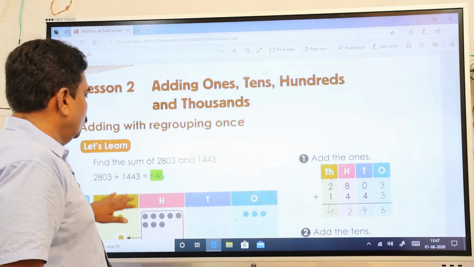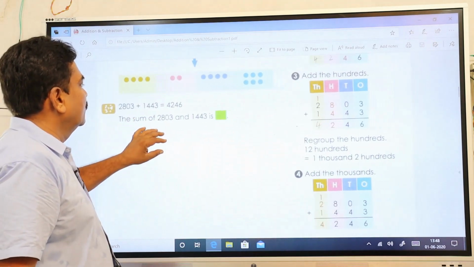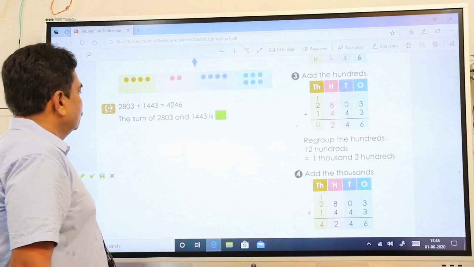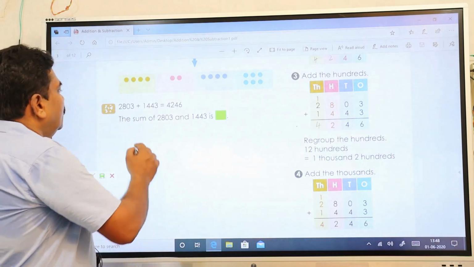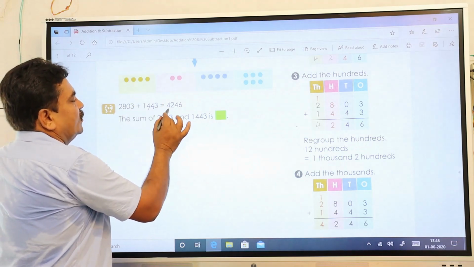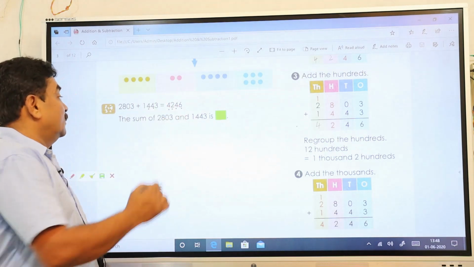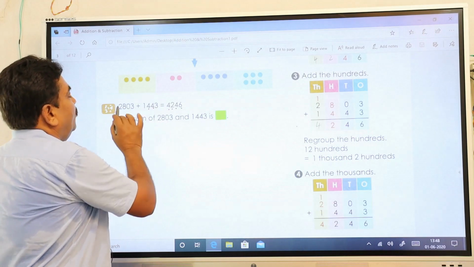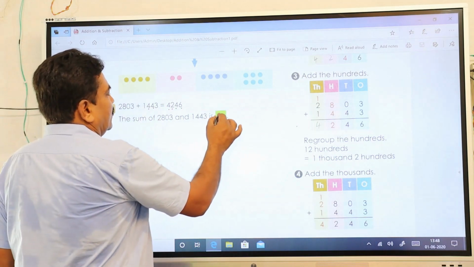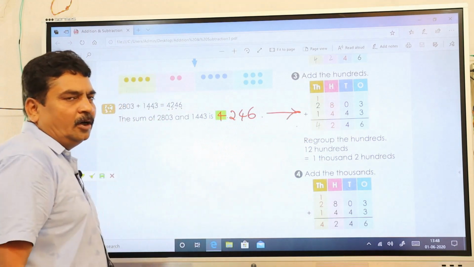So similarly you can do the other problems also. Here the sum is given, let's see whether you get it or not. See here, this is 2803, 1443 is equal to 4246. The sum of this and this is equal to this. Okay, so write down the same thing, that is 4246. Here the explanation is given, that's why I am not explaining it.